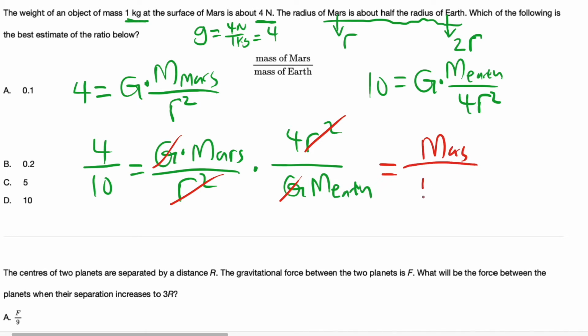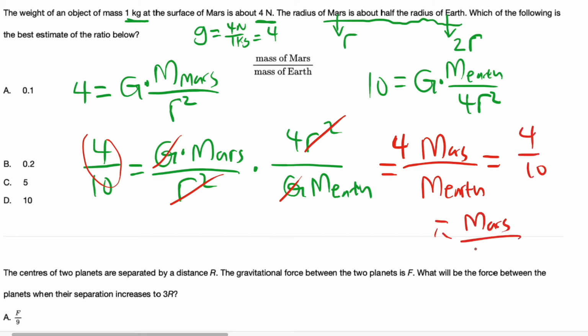mass of Mars over mass of Earth times 4 is equal to, so this quantity here is equal to 4 over 10. So we know that the mass of Mars over the mass of Earth is going to be equal to 1 over 10, which is equal to 0.1. So D is the answer.